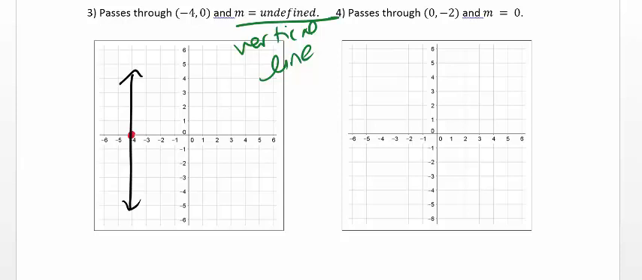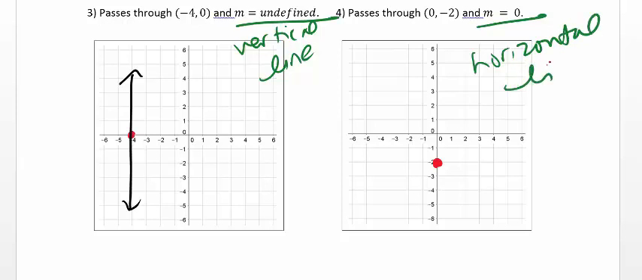In number 4, we want to graph the line that passes through 0, -2 and has a slope of 0. I start by plotting 0, -2, which is on my y-axis. I learned from the lesson before that anytime the slope is 0, we're going to have a horizontal line. Therefore, I can just graph a horizontal line through that point. And there I've graphed the line.